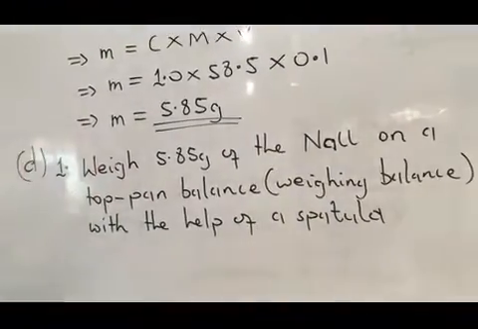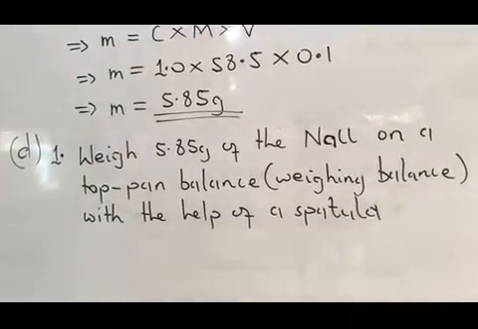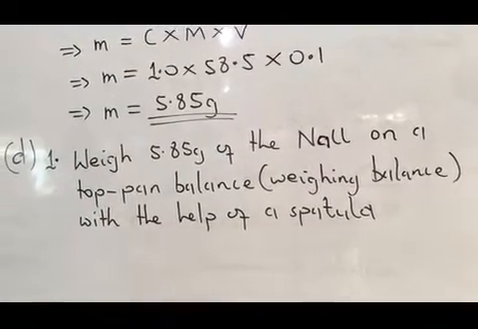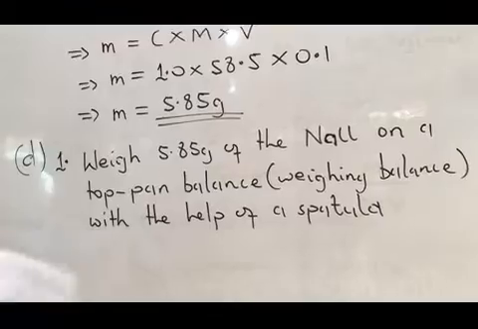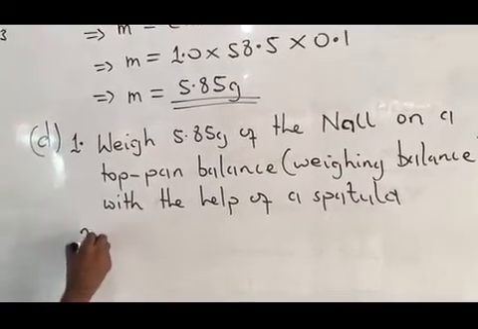So that's the first step. You weigh the 5.85 grams of the NaCl on the top pan balance, or you can say weighing balance, with the help of a spatula. That's the second step.